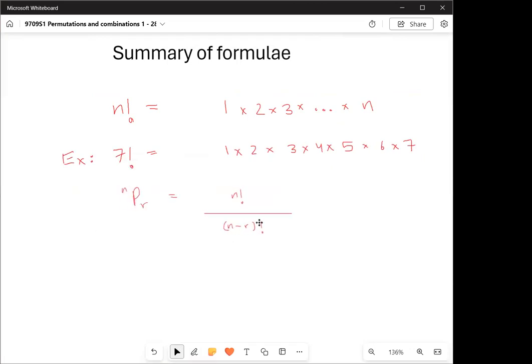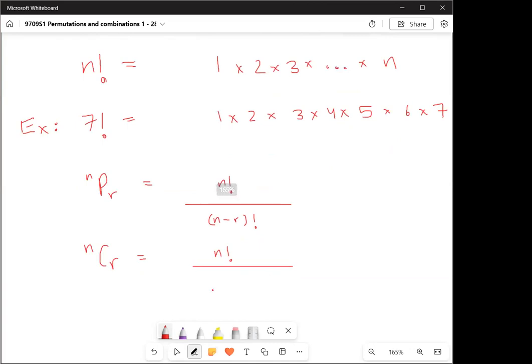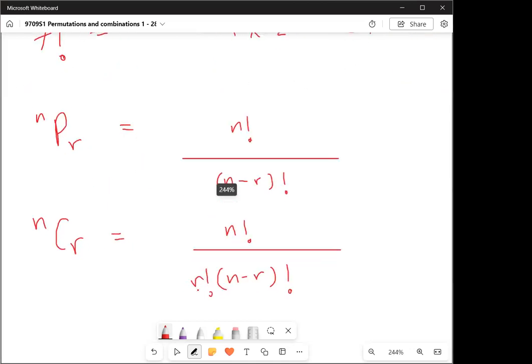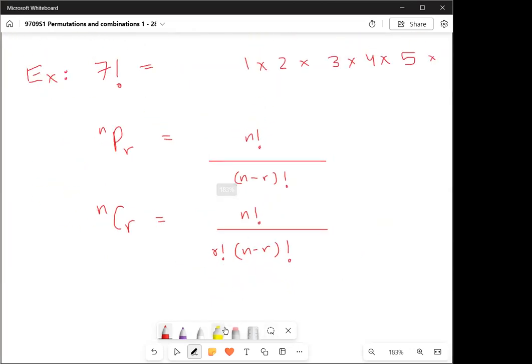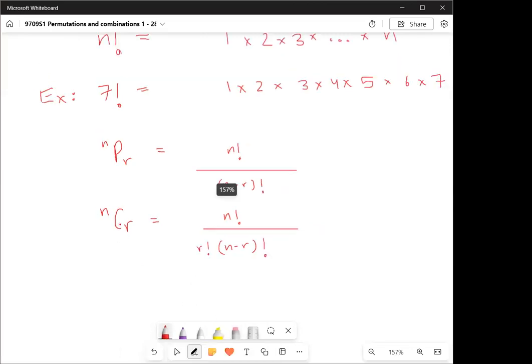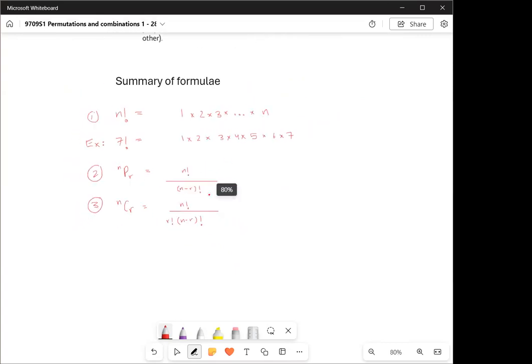Fine. Now, number 2, nCr. Basically, n factorial over n minus r factorial, multiplied by r factorial. Okay, that's what I have. These are the two formulas which I have, and that's literally it. That's your chapter.